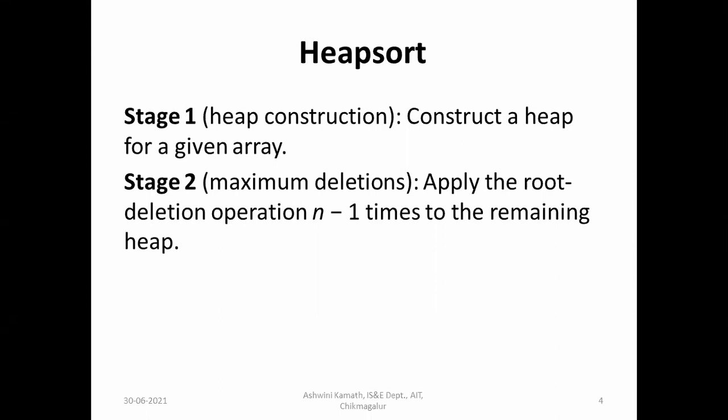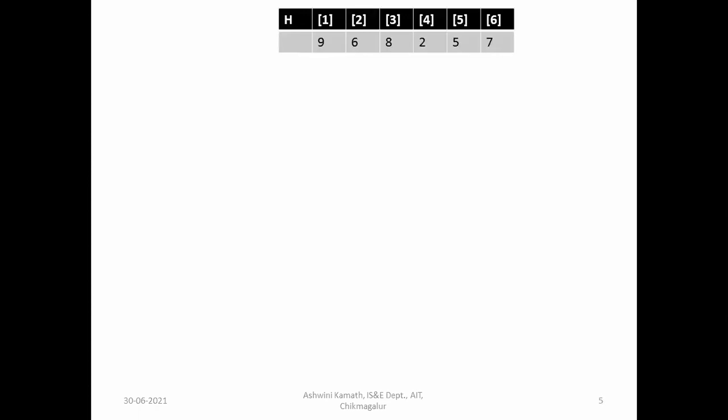Let us discuss with an example. Consider this array: 9 6 8 2 5 and 7, this is a heap, and these are the positions. 9 is in first position, 6 is in second position, 8 is in third position, 2 is in fourth position, 5 is in fifth position, and 7 is in sixth position. So this is the heap constructed in the last class. We constructed this heap by taking some values in the last class, right?